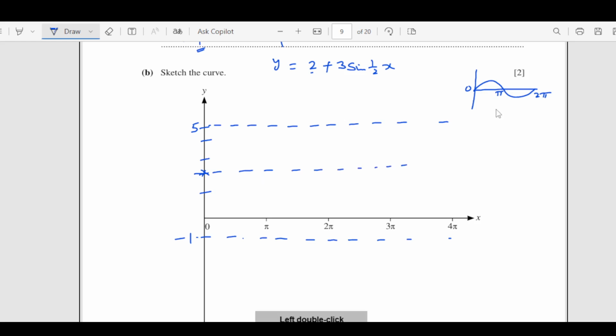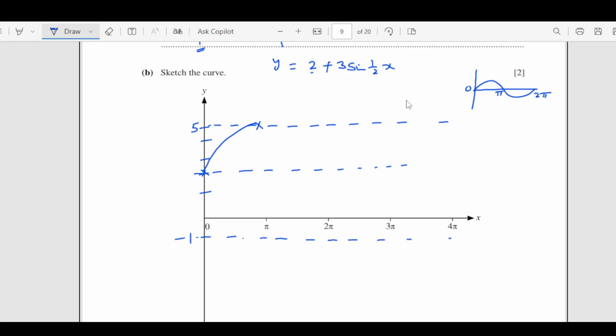Now if you take the value of sine pi, you can use the calculator. Putting x as pi, it becomes pi by 2, and sine pi by 2 is 1. So 3 plus 2 is going to be 5. So when x is pi, the value is here. So the graph reaches its maximum. This is the turning point, and it is going to come back here.